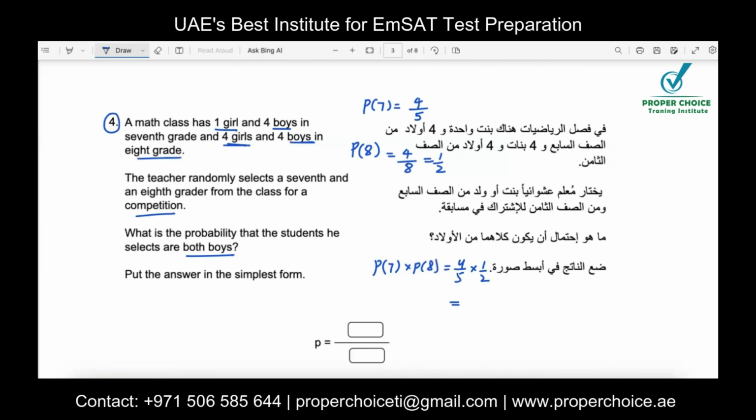So we are getting 8 divided by 10, which is the same as 4 divided by 10, which is the same as 2 by 5. The question says, put your answer in the simplest form. Your answer should be 2 by 5, which is the right choice here.